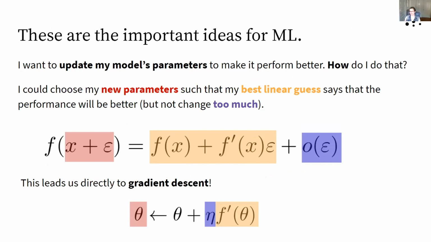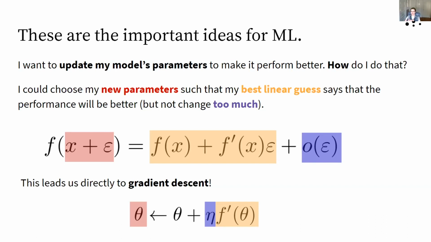And these are basically the important ideas about derivatives for machine learning, especially deep learning. So say I just want to update my model's parameters in order to make it perform better. We have all learned lots of ways to do that, but let's pretend, in a brief tabula rasa, veil of ignorance moment: how do I do that?